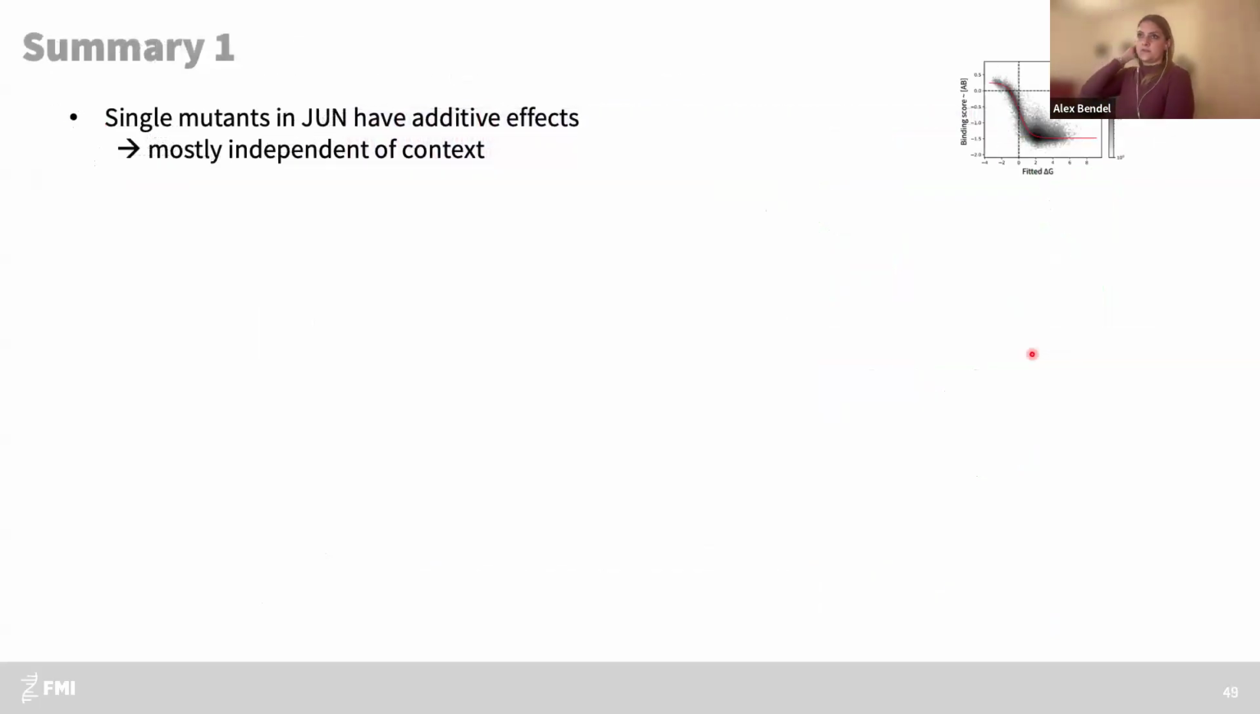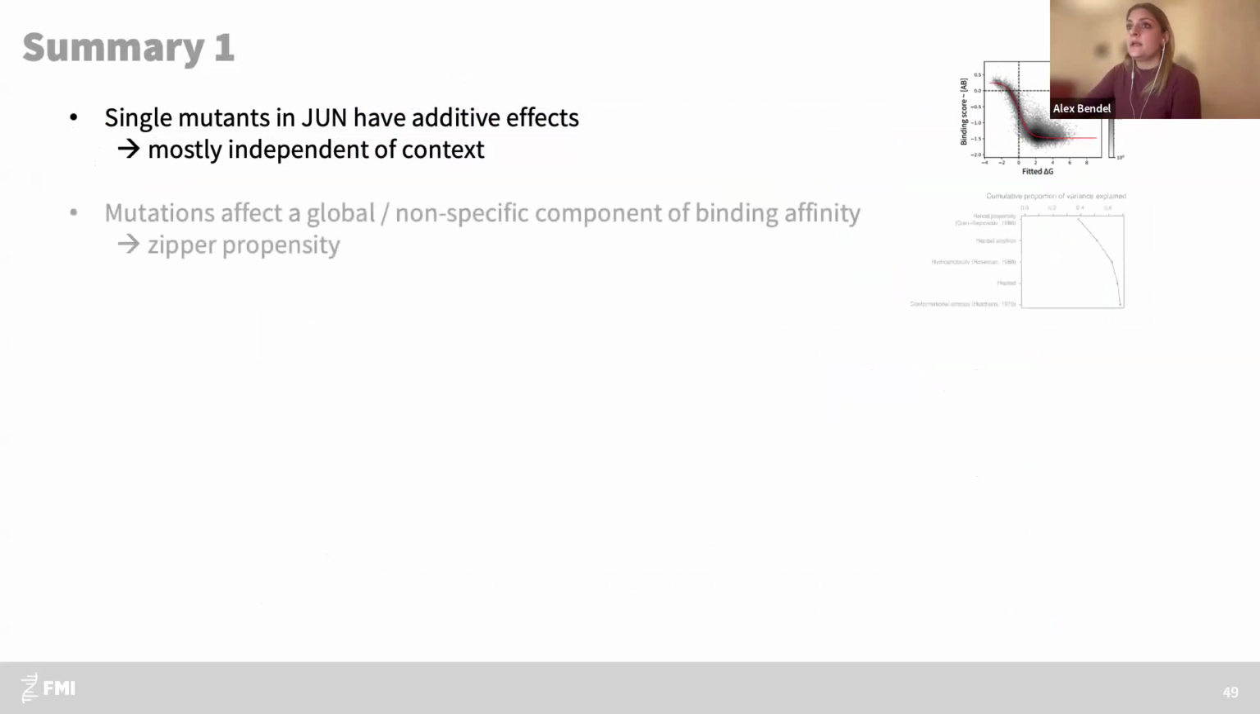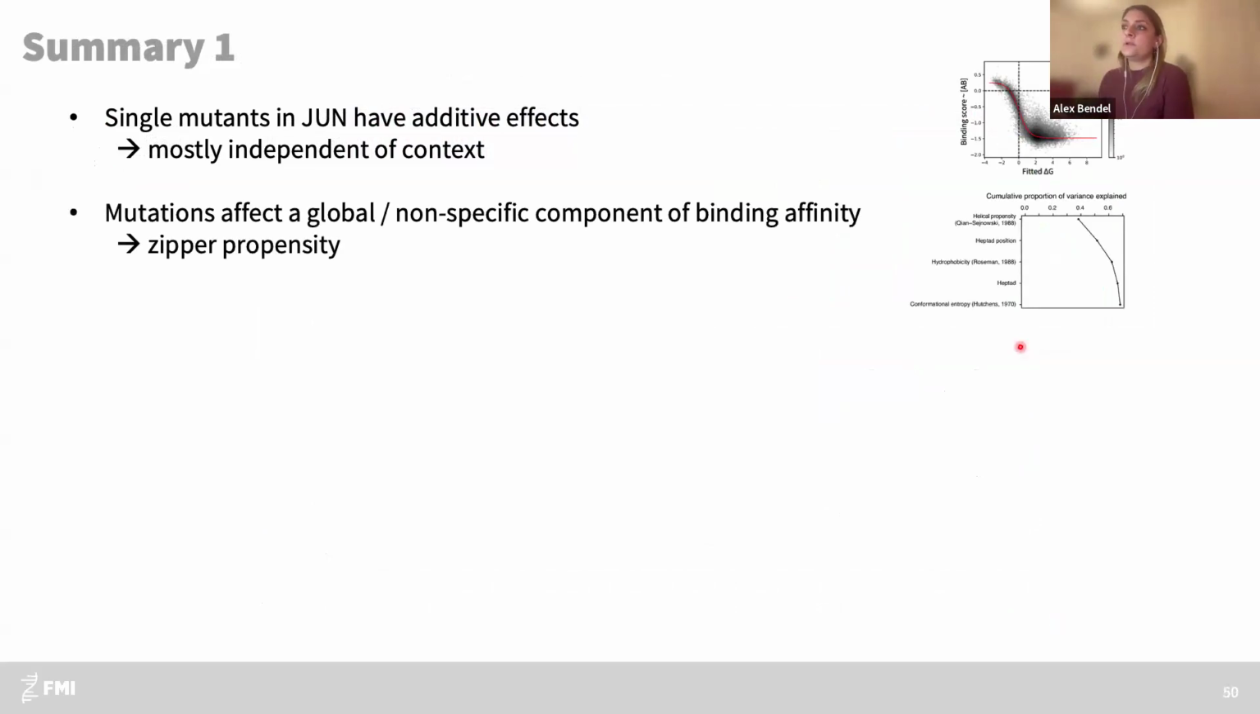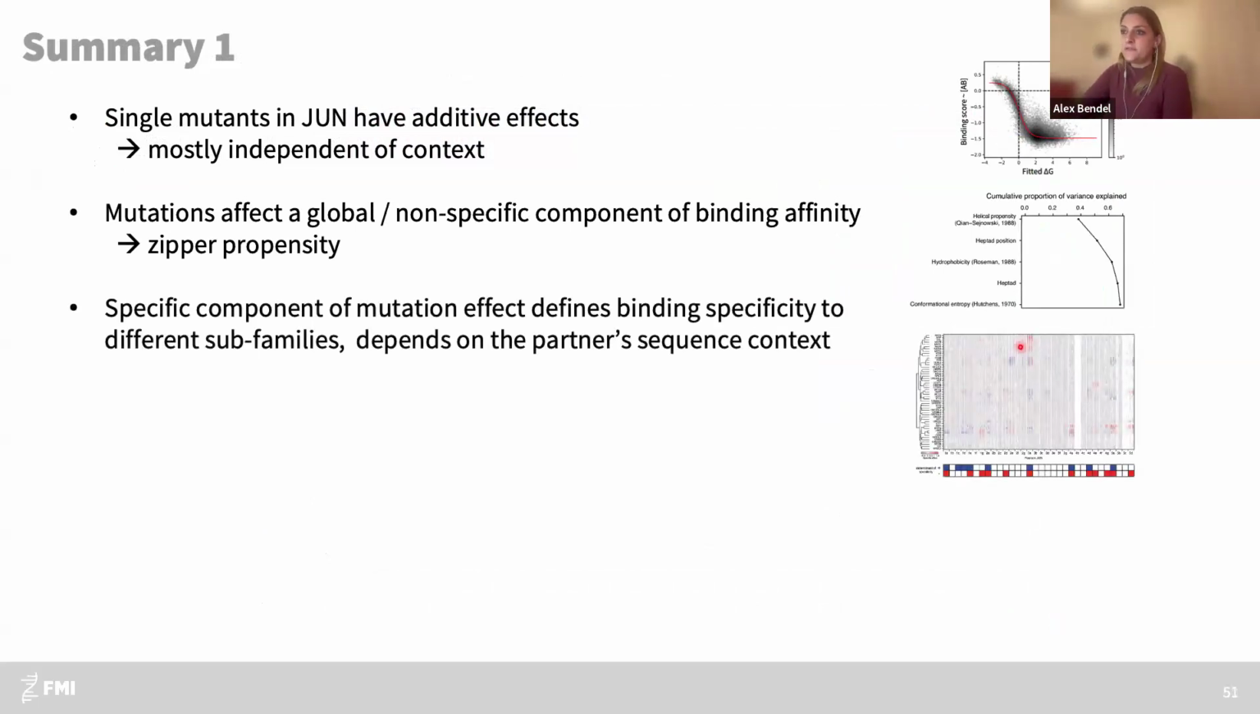So to summarize what I've shown you in this first part, single mutations in JUN have additive effects and are mostly independent of context, meaning they affect all partners similarly. And this is a global non-specific component of binding affinity that we call zipper propensity. The specific component of the mutation effects defines binding specificity to different subfamilies and depends on the partner's sequence context.